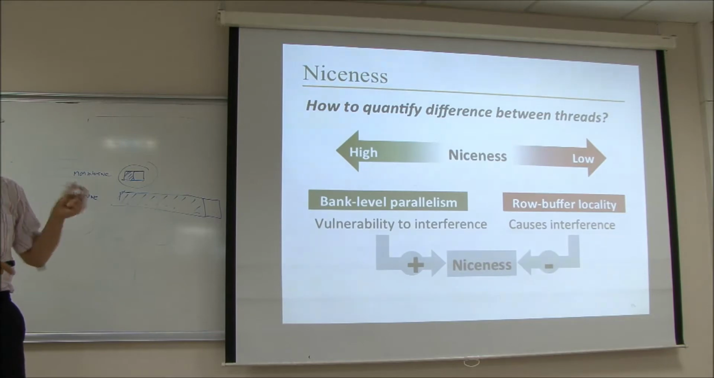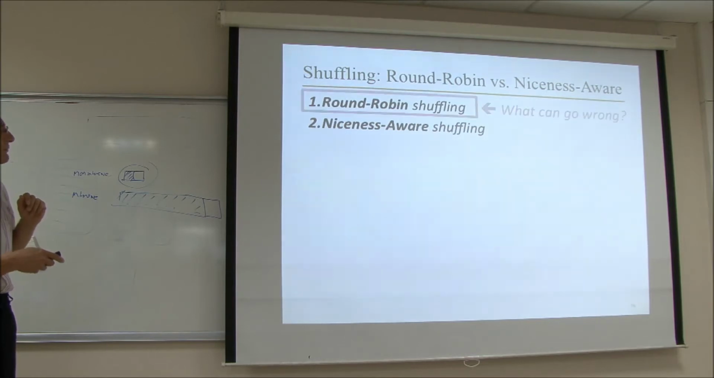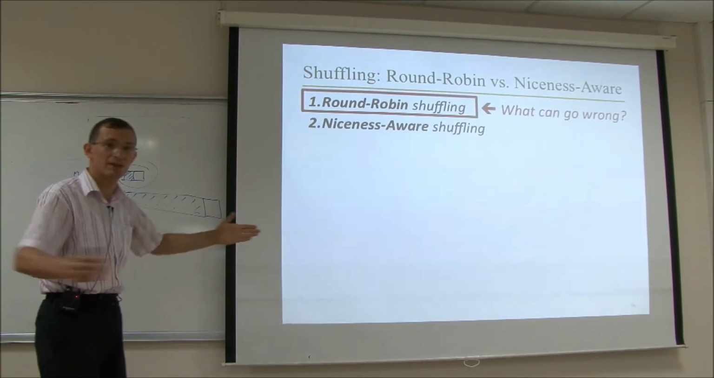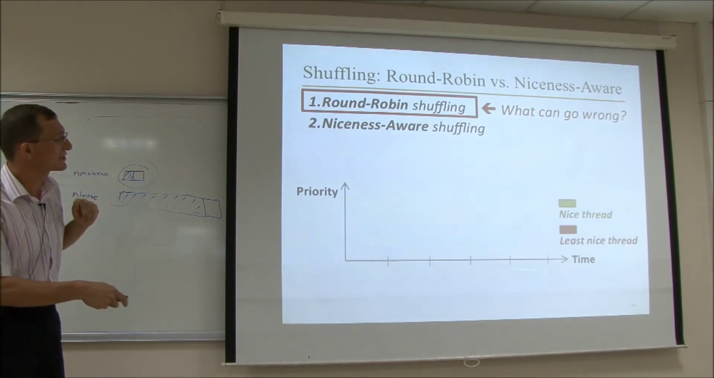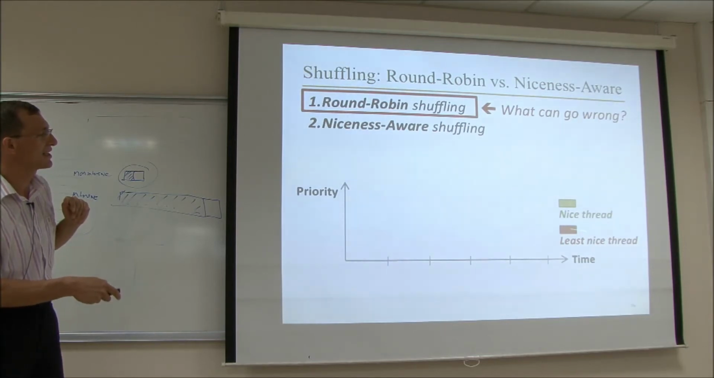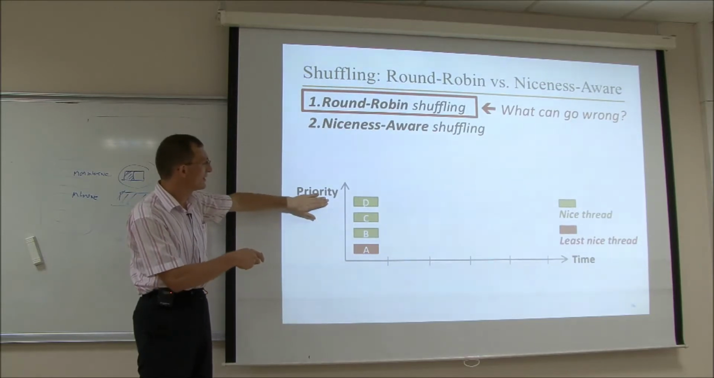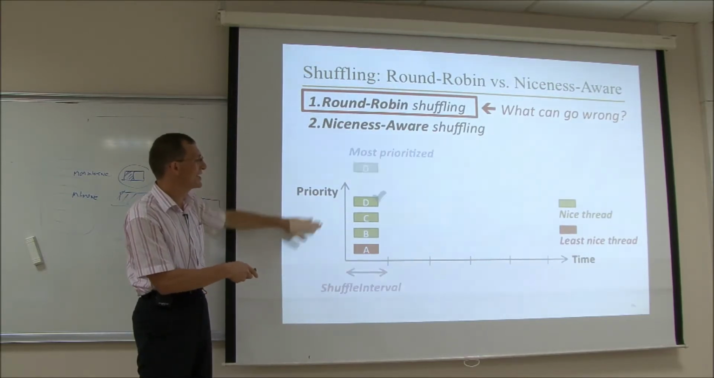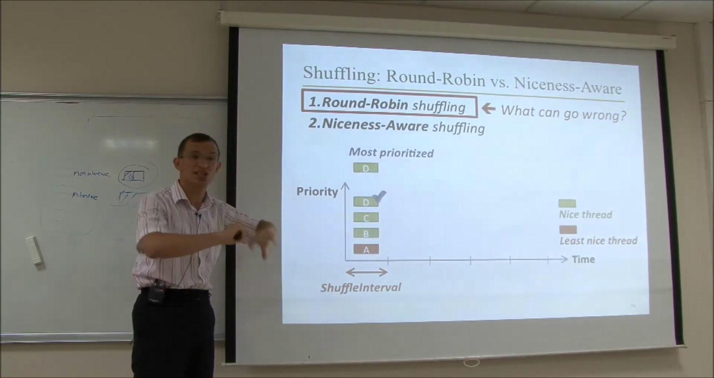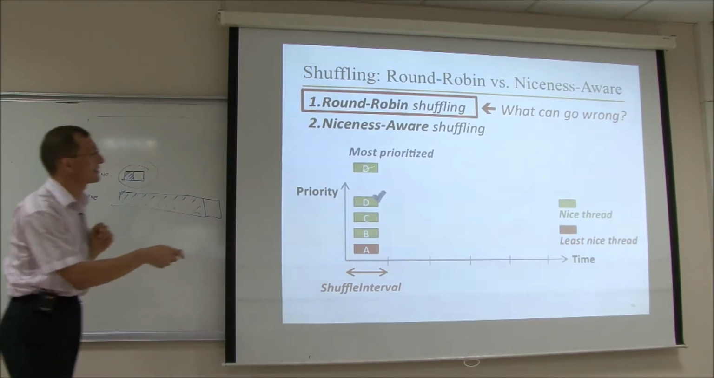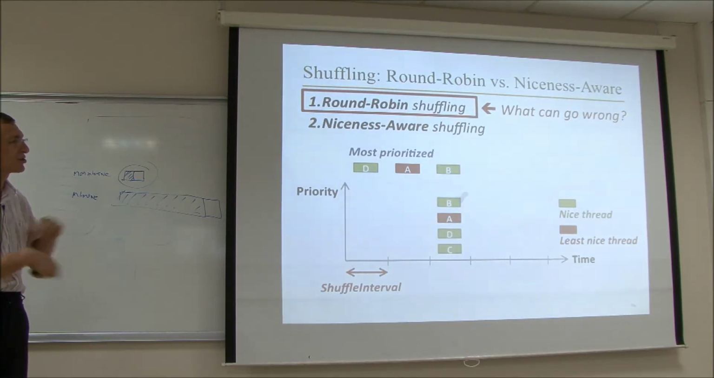Let's take a look at what happens with round-robin versus niceness-aware shuffling. What can go wrong with shuffling that's not aware of the niceness of threads? This is the priority of any thread. This is the time interval. And I'm going to show you threads that are nice and that are the least nice. For this interval, the least nice thread is deprioritized. And this is the shuffling interval of threads. How often do you change this shuffling? The most prioritized thread is thread D over here, which is a nice thread. At some point, the least nice thread becomes the most prioritized. And then you shuffle. And you could actually design different shuffling algorithms.